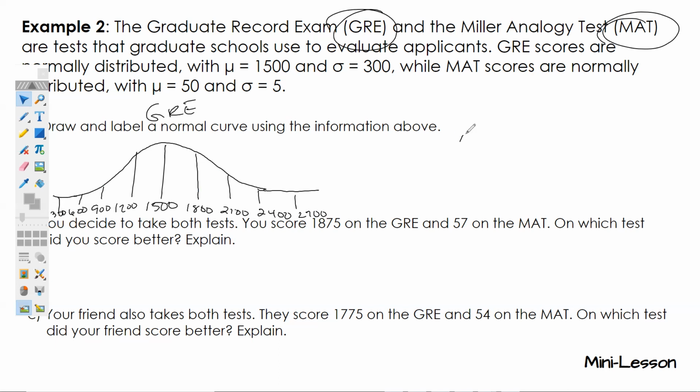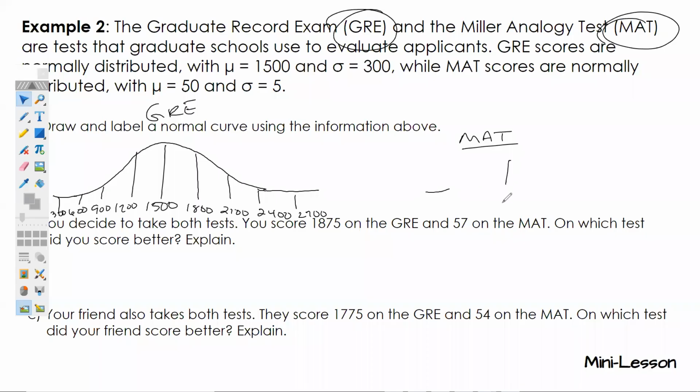Can you set up the MAT curve? So using 50 and 5. That one's a little easier. Draw this curve. You're going to have a mean of 50, and then you're going to have a standard deviation of 5.